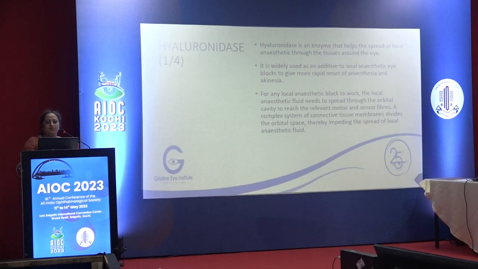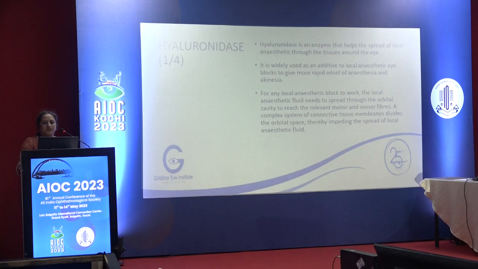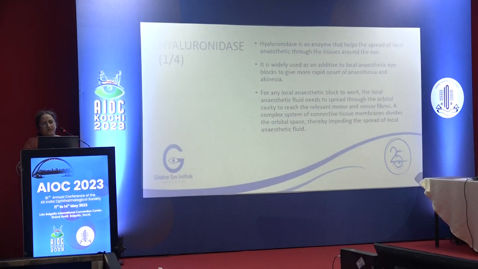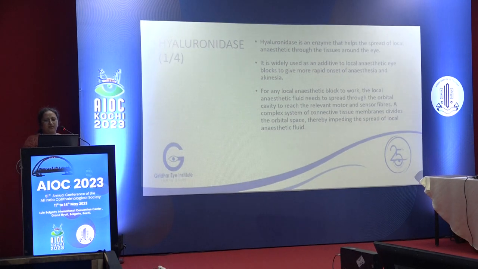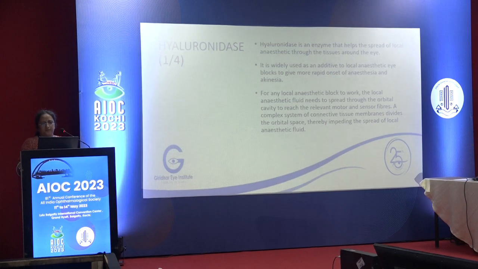So now it is widely used as an additive to local anesthetic eye blocks to give more rapid onset of anesthesia and akinesia. Not just that, it brings down what has come up with your block. It goes down very smoothly if the hyalase is there. For any local anesthetic block to work, the local anesthetic fluid needs to spread through the orbital cavity to reach the relevant motor and sensory fibers. So the complex system of connective tissue membranes are broken down and the local anesthetic enters the orbital space. So you get a faster onset of block and also a quiet eye.